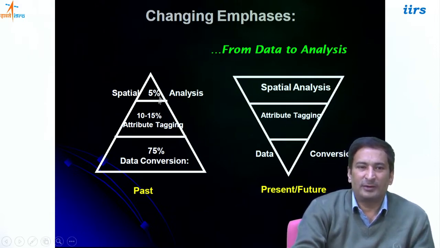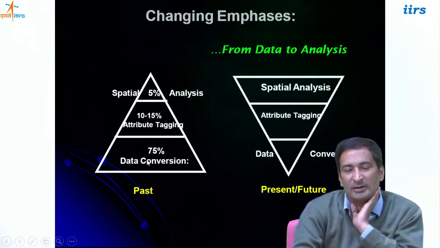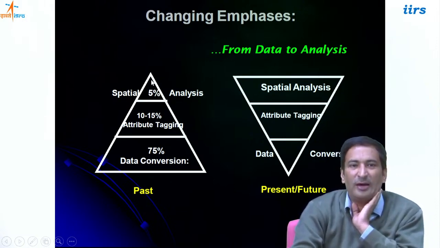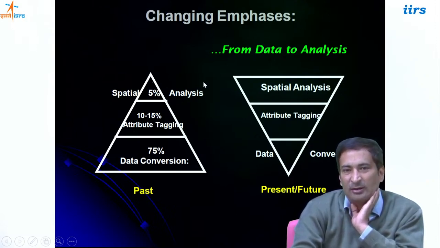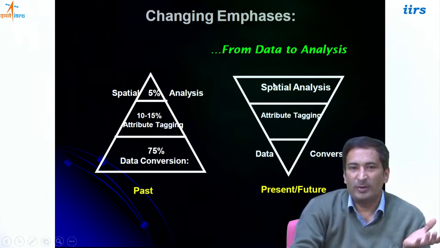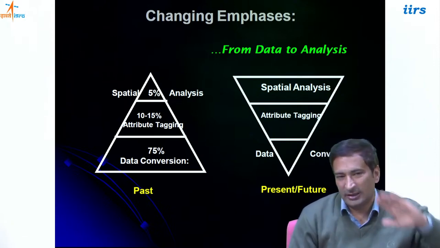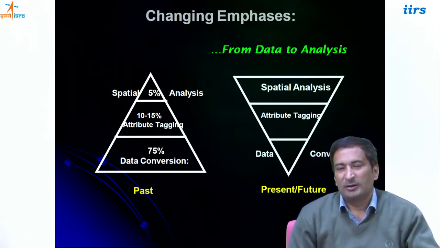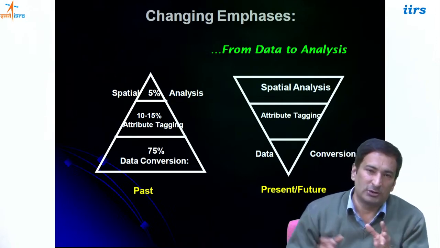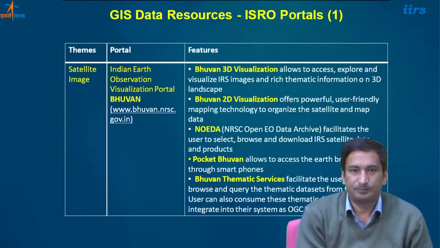The changing emphasis is like this. Earlier, in the past, 75% of the energy was going into data conversion and data creation, and only 5% went to the analysis part. Now a huge amount of data is already prepared and available on the internet, so the focus is now on spatial analysis. You need not go into the details of the data; you just get the data from different sources and perform your geoprocessing.